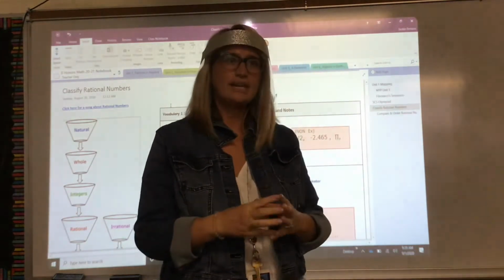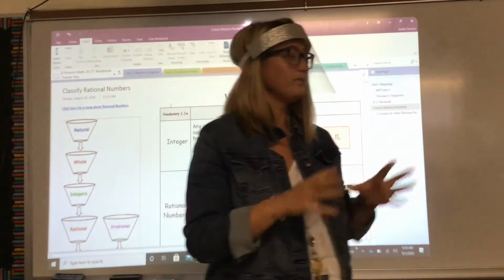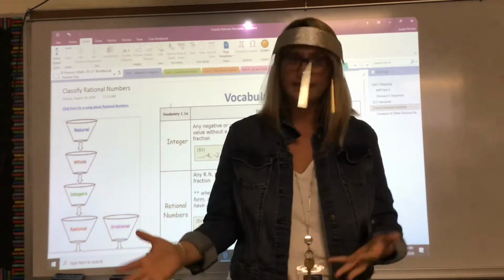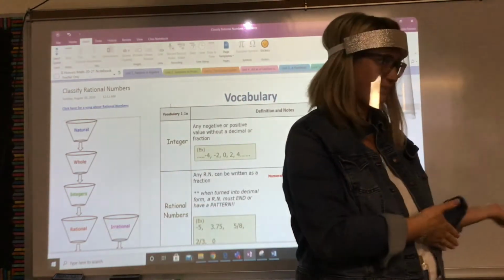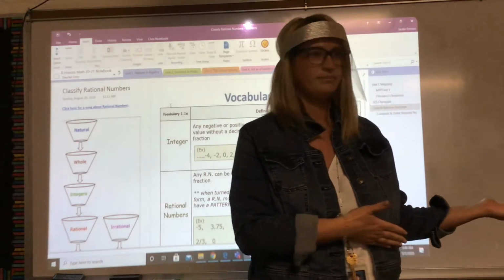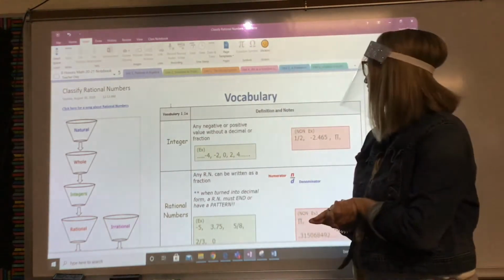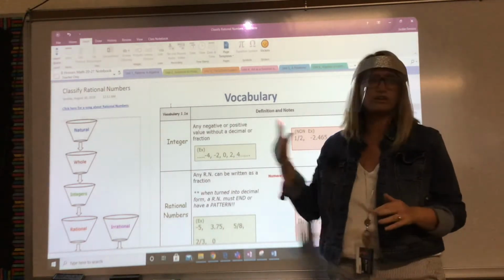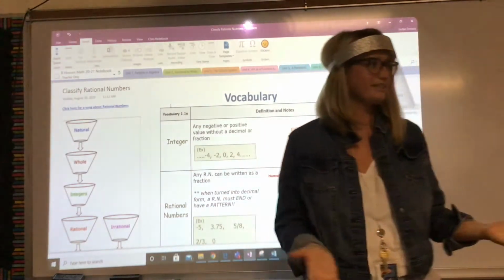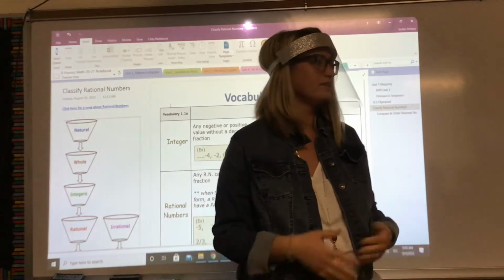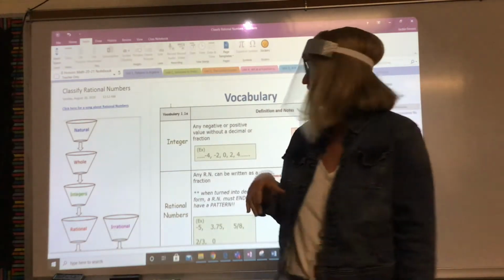So the first thing we do within patterns is take the numbers and put them in groups so we can find patterns within that group. Got it? So we have to know how to classify numbers. This should all look very familiar to you. It was the lesson from last year or the year before. You've seen it before. You've heard the song, hopefully, once I play it later.